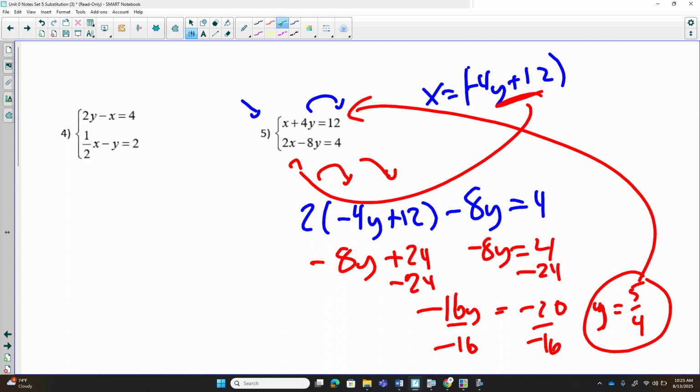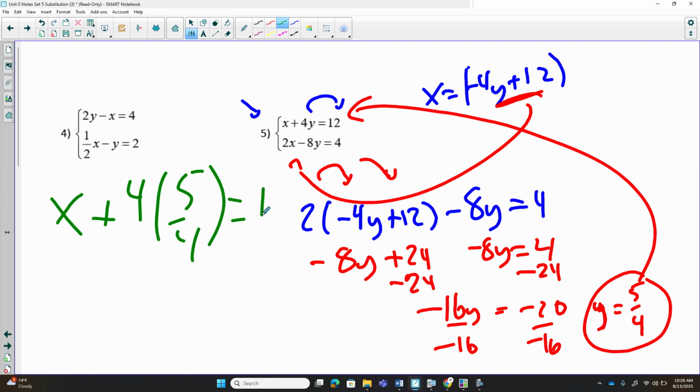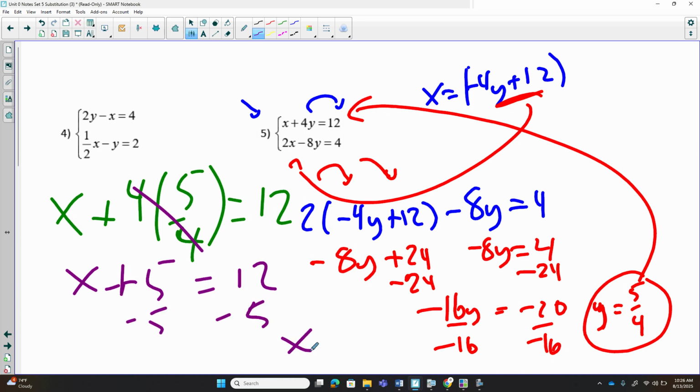What's nice about this one, Peyton, is that there's a 4 out front. So when I multiply by 5 over 4, what happens to my 4s? Yeah, they just do this nice cancellation. So x plus 5 is equal to 12. Subtract the 5, so x is equal to 7. So 7 comma 5 over 4 is the correct answer. Okay? Questions?